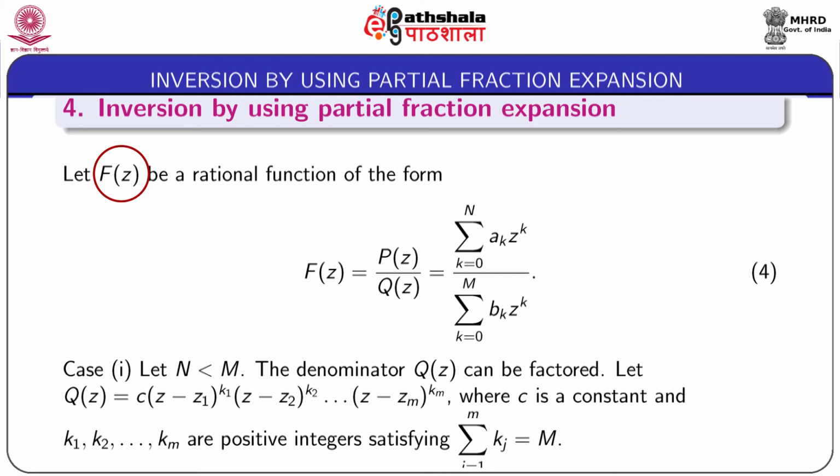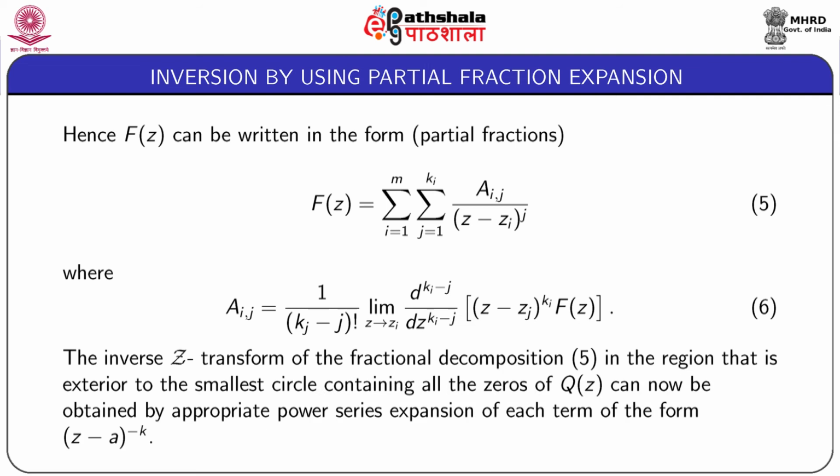Let capital F(z) be a rational function of the form F(z) equal to P(z) by Q(z), where P(z) has the expansion summation k equal to 0 to n a_k z to the power k, and Q(z), the denominator, has the expansion summation k equal to 0 to m b_k z to the power k, as given by equation 4. We consider first the case where n is less than m. So, the denominator Q(z) can be factored, and we can write Q(z) as c into (z minus z1) to the power k1, (z minus z2) to the power k2, up to (z minus zm) to the power km, where c is a constant and k1, k2, ..., km are positive integers satisfying summation kj, j equal to 1 to m, equal to capital M.